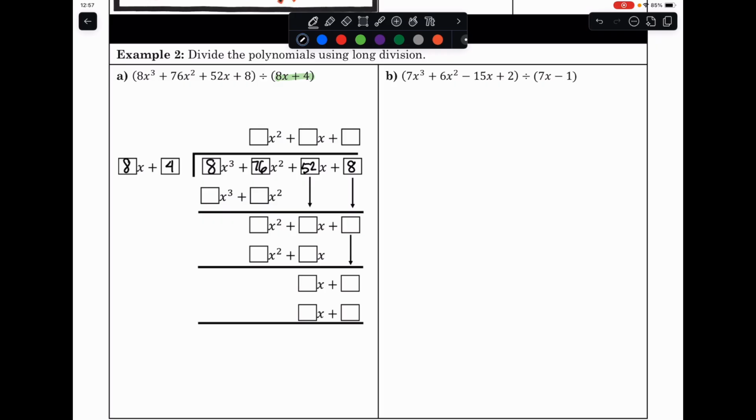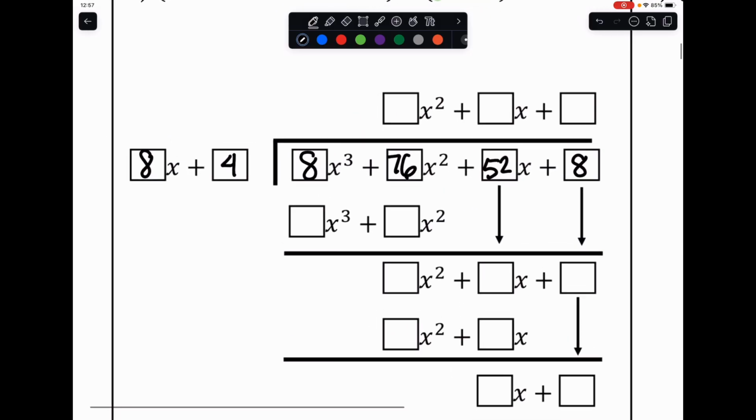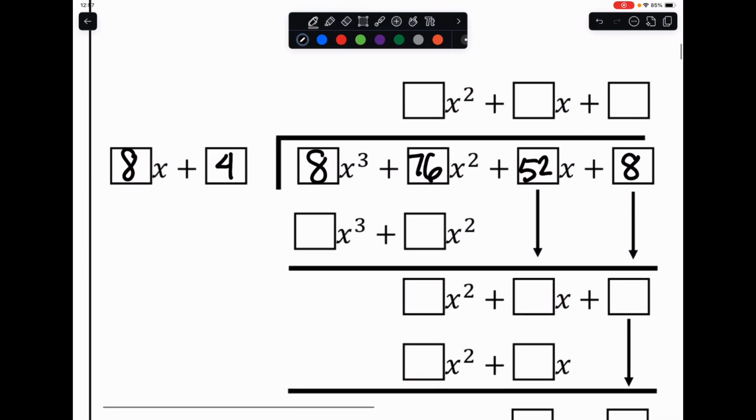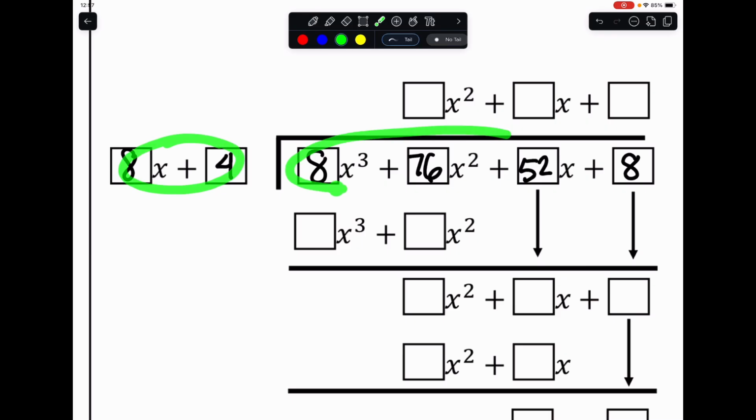Now, the way that long division works for polynomials is the same as with regular long division. We begin by figuring out how many times our divisor can go into our dividend. But with polynomials, it's a lot easier because all we have to do is focus on the leading term of both the dividend and the divisor. So we begin by simply dividing 8 by 8. And 8 divided by 8 equals 1. So that's going to be the first term in our quotient. So we're going to put the number 1 up there.